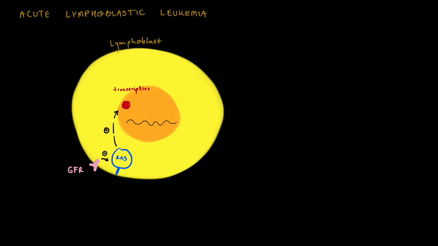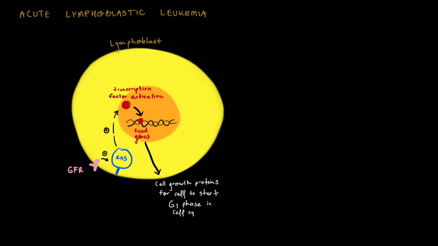What the transcription factors' activation does is that they start reading the genes, right? And they can form proteins by doing this, thereby initiating the release of proteins that can induce the cell into the G1 phase of the cell cycle. These proteins are cyclins and CDKs.